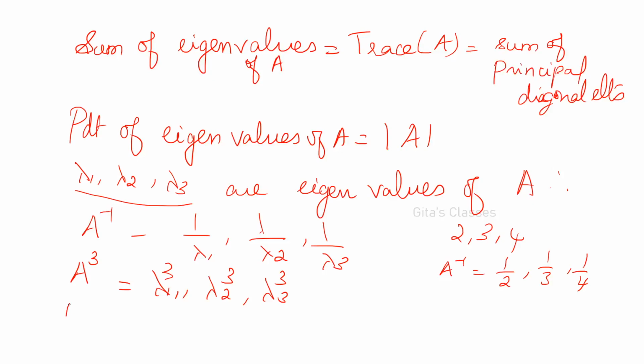Suppose you want to find out the eigenvalues of 5A. So 5 lambda 1, 5 lambda 2, 5 lambda 3. That is, in general you can say K, constant K.